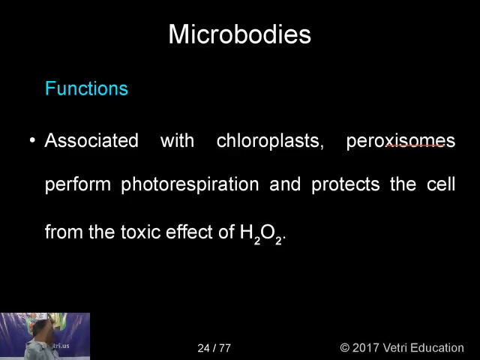Regarding the functions, they are associated with the chloroplasts. Peroxisomes perform photorespiration, which you will learn next year. Respiration that occurs in the daytime in green cells is called photorespiration. They also protect the cell from the toxic effect of H2O2, as these oxidases convert H2O2 into oxygen and water. So this toxic effect is reduced by microbodies like peroxisomes.